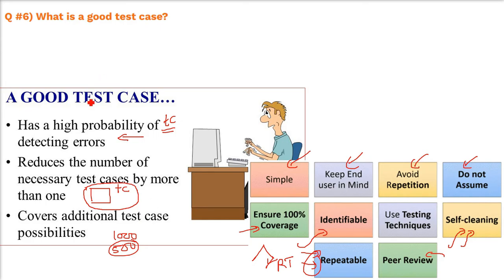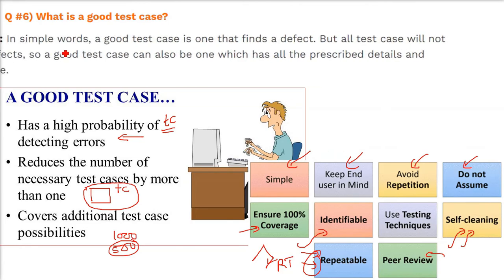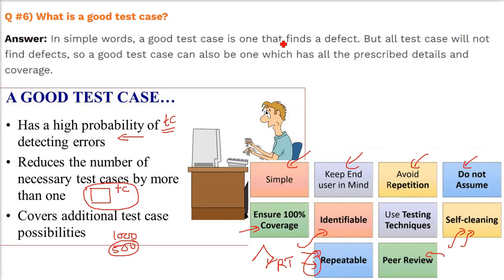Okay, so the good test case, let me show you here one more concept. A good test case is one that finds a defect. This is a simple way of answering this kind of question. But all test cases will not find defects. So a good test case can also be one which has all the prescribed details.